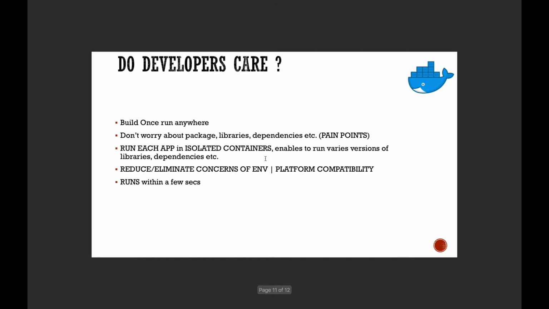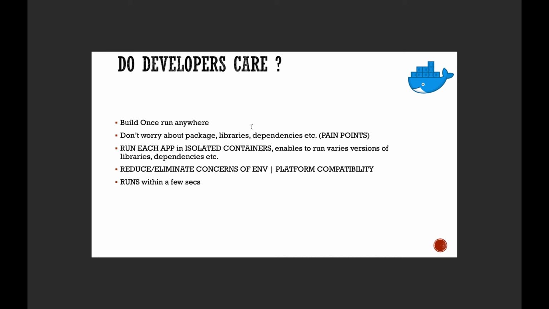So now, do developers really care? Do we need to build using Docker, or can they still use the traditional way? Yes, I can say they should care, because it only requires building once, and you can run it basically anywhere. You don't need to worry about the package libraries and dependencies. Once you have already covered the pain points of accumulating all the dependencies and libraries in the Dockerfile.